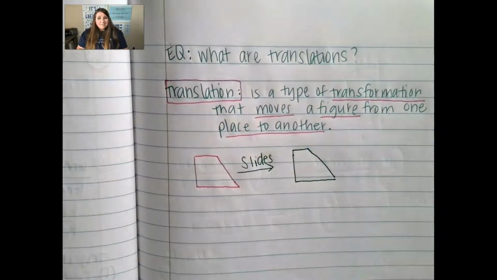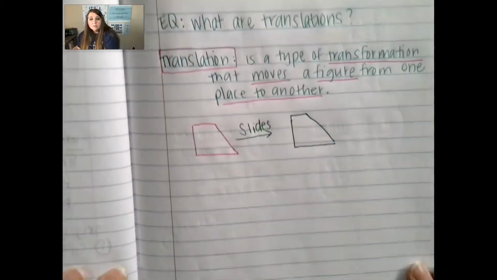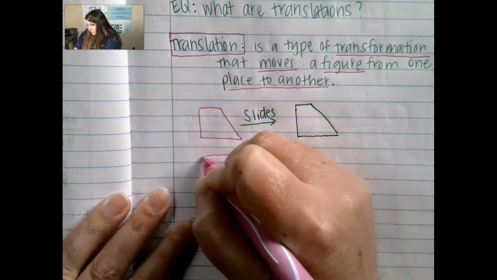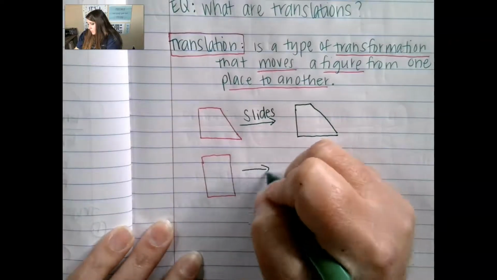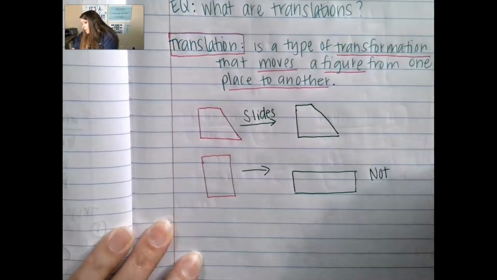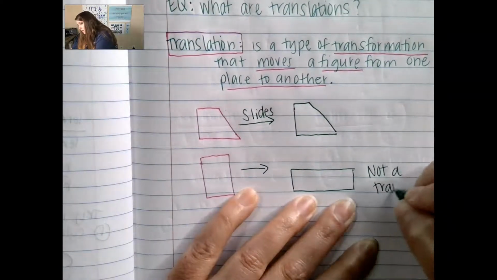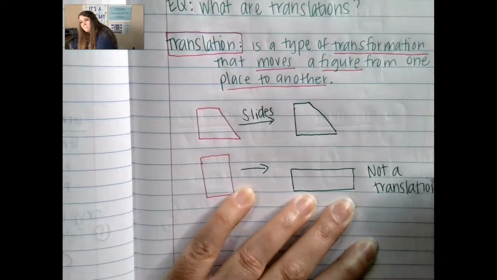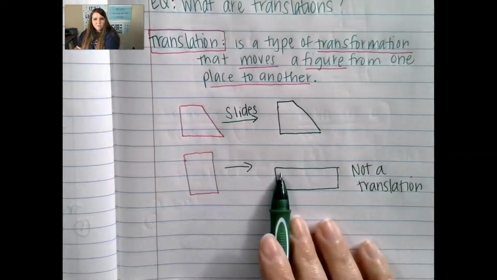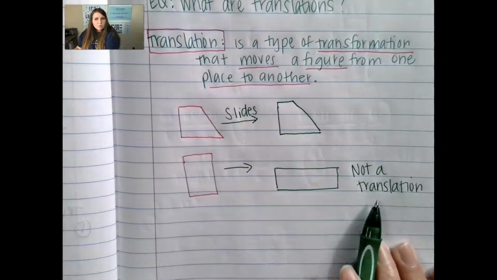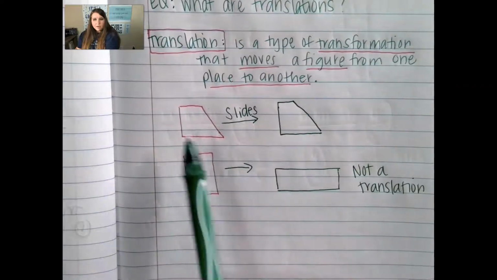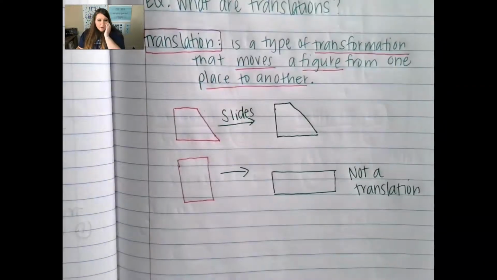A figure that is not a translation, if I started with this one, a rectangle like this, and then I moved it or slid it from here, and then it looked like this now, this one is not a translation because something got mixed up in the message. So it started straight up and down, but then when it moved, it fell over and it got longer. So this one would not be a translation. So translations need to stay the same and just move from one place to another.